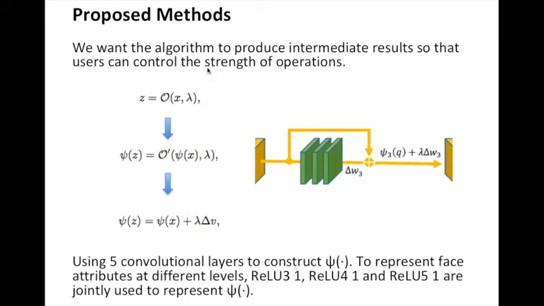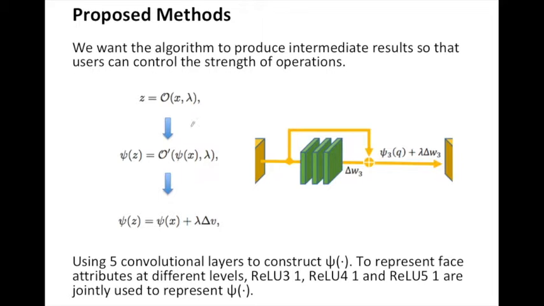Now we begin with the proposed method. Suppose there are two face domains X and Y with different properties. Our goal is to shift an image of domain X towards domain Y without guidance from any paired data. As for face manipulation, we want the algorithm to produce intermediate results so that users can control the strength of operation, such as smoothness of the skin. This process is represented as Z.